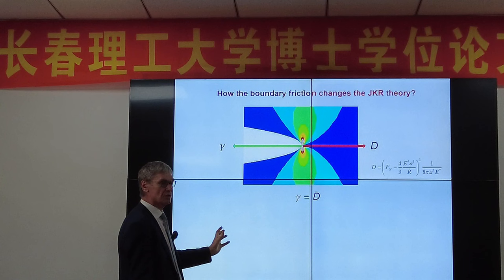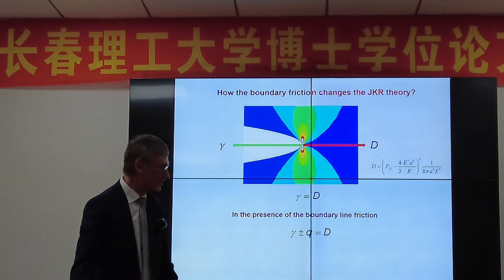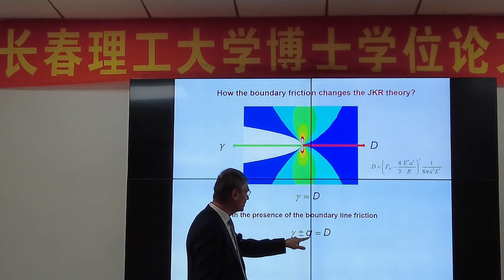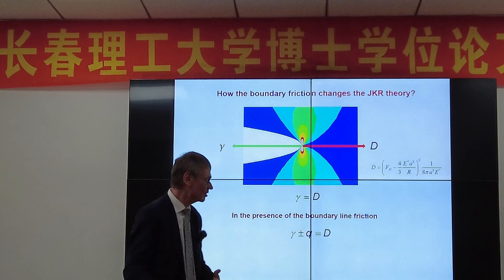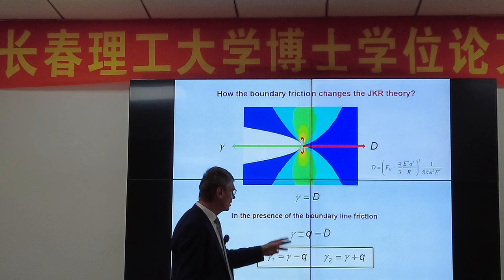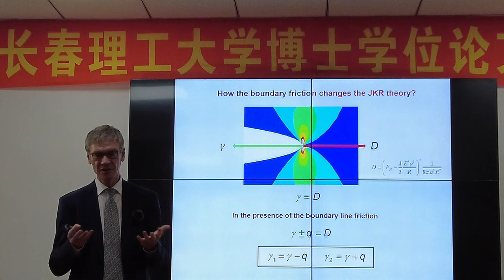But if you have the boundary friction, as I told before, then depending on the direction of movement, you have to add the friction force, or subtract it, of course, depending on the direction of the movement. So in one direction the equilibrium condition is this one, in the other direction it is this one. And this means that the appearance of the boundary friction force is equivalent to changing the effective work of adhesion. Work of adhesion is denoted here with gamma.